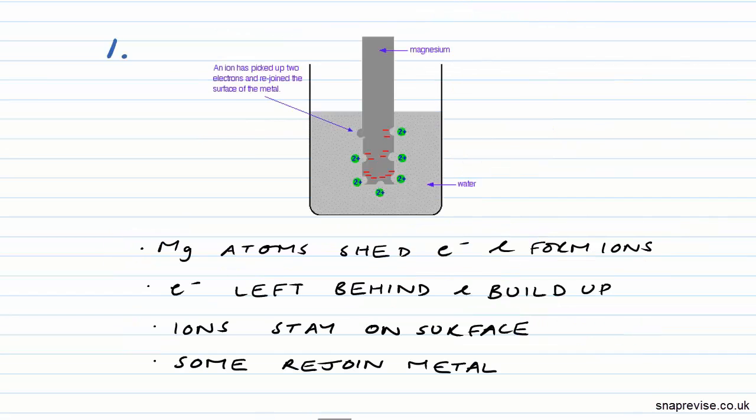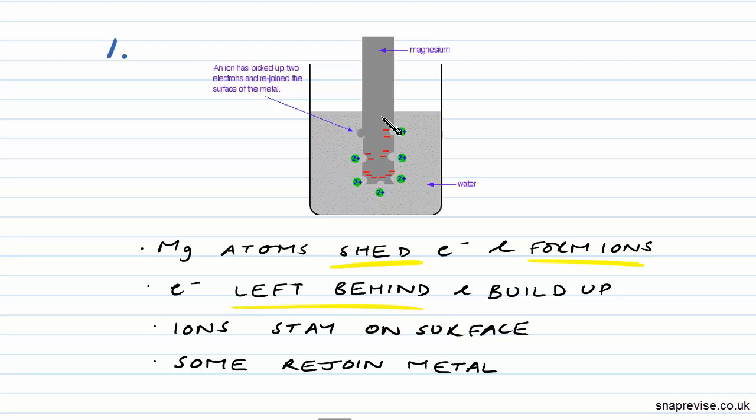So I'm going to focus by looking at the magnesium half cell. So you can see we have our magnesium metal rod placed in, this time we have water. So the magnesium metal atoms have a tendency to shed electrons to form ions. Now these electrons are left behind in the metal and they build up, and you can see them represented as these red negative charges here.